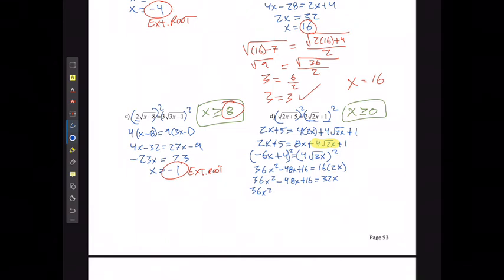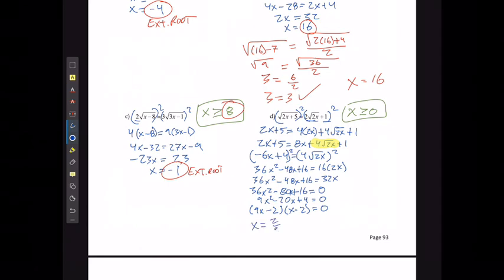36x squared minus 80x plus 16 is equal to 0. I can divide all this by 4, so I'm dealing with smaller numbers. 9x squared minus 20x plus 4 is equal to 0. And then I can factor this down into 9x minus 2 and x minus 2 are equal to 0. So I have two possibilities. Either x is equal to 2 over 9 or x is equal to 2.